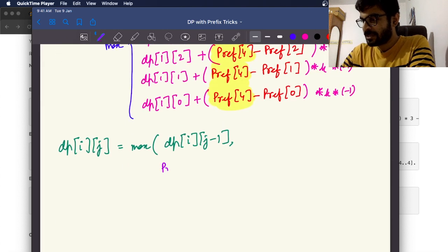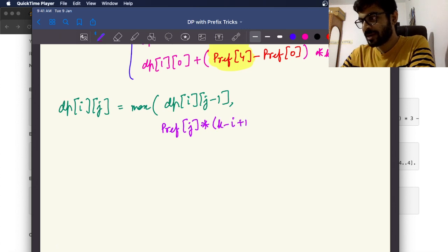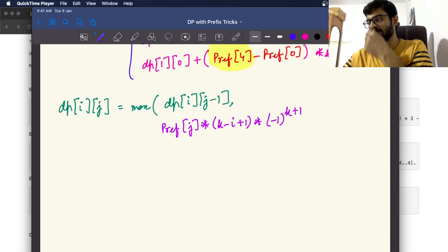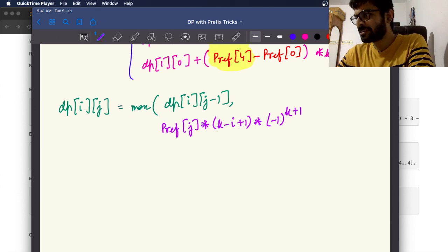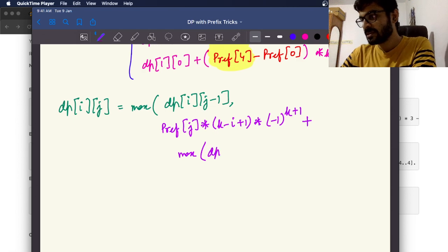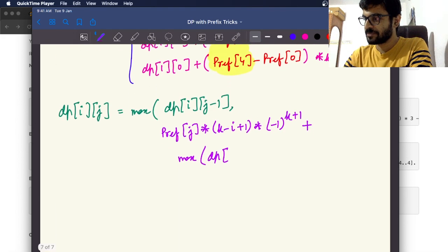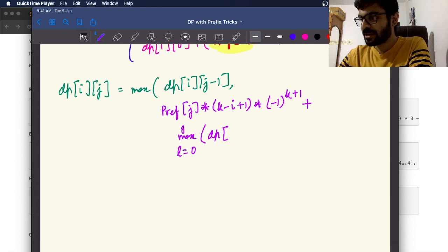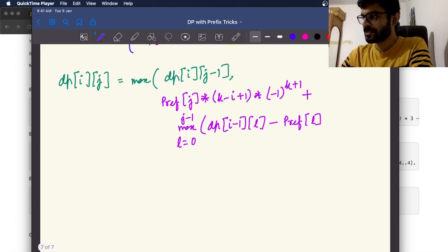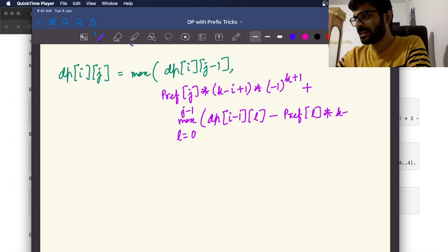So it's prefix of J multiplied by K minus I plus 1 multiplied by minus 1 to the power K plus 1, you can say. From here you will subtract or you will add. So you'll basically add the maximum of, I'm sorry, DP of up to 3. So up to J minus 1. So max of L goes from 0 to J minus 1. DP of I minus 1 L minus prefix of L multiplied by the same factors K minus I plus 1 into minus 1 to the power K plus 1.